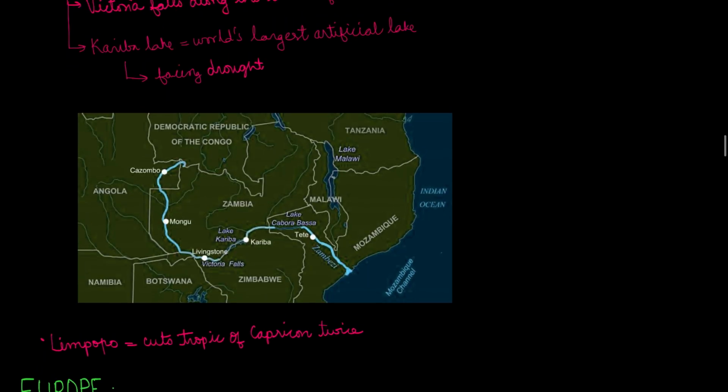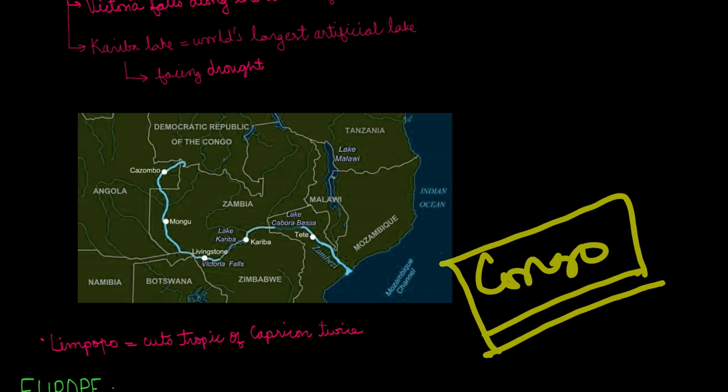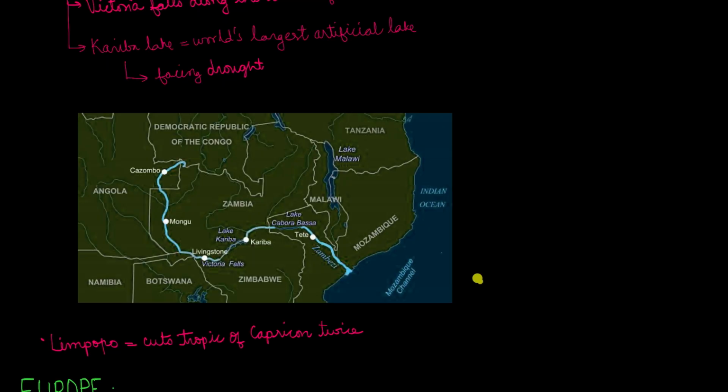The other river is Limpopo. It cuts the Tropic of Capricorn twice. There was one river which we read about which cuts the equator twice, which was the Congo River. It cuts the equator twice, and the Congo River basin is known for the tropical peatlands.